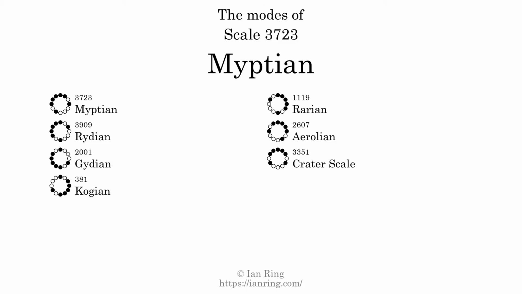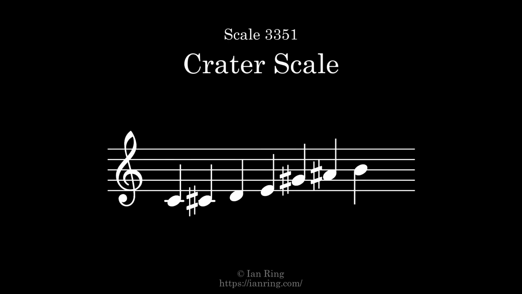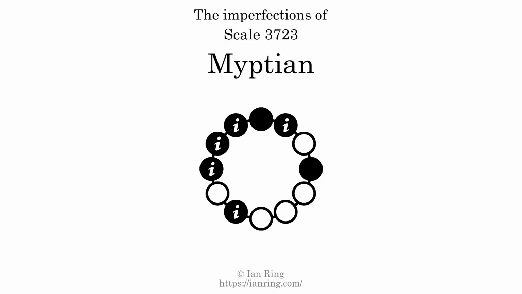The seventh and last mode is scale 3351, also known as crater scale. It sounds like this. Imperfections are tones that have no tone a perfect fifth interval above them. This scale has 5 imperfections. They are at positions here, here, here, here, and here.